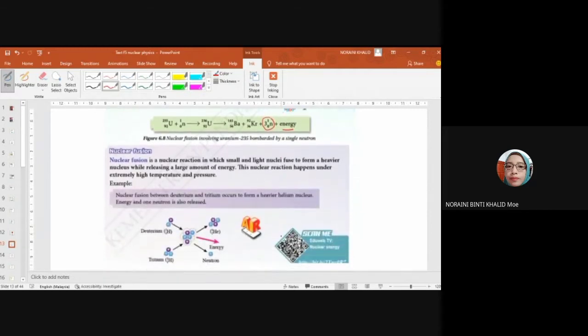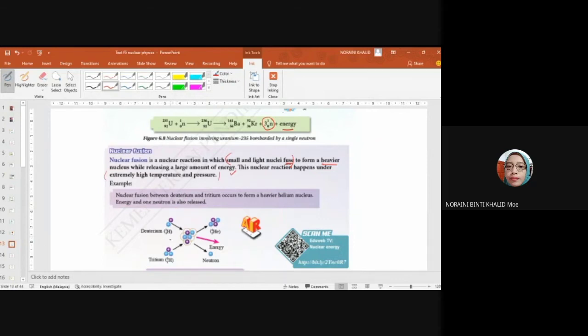For nuclear fusion, small or lighter nuclei fuse or combine to form a heavier nucleus while releasing a large amount of energy. This nuclear reaction happens under extremely high temperature and pressure, maybe millions of Celsius. It's a very high temperature. For example, nuclear fusion between deuterium and tritium occurs to form the heavier nucleus of helium. Energy and one neutron are also released.